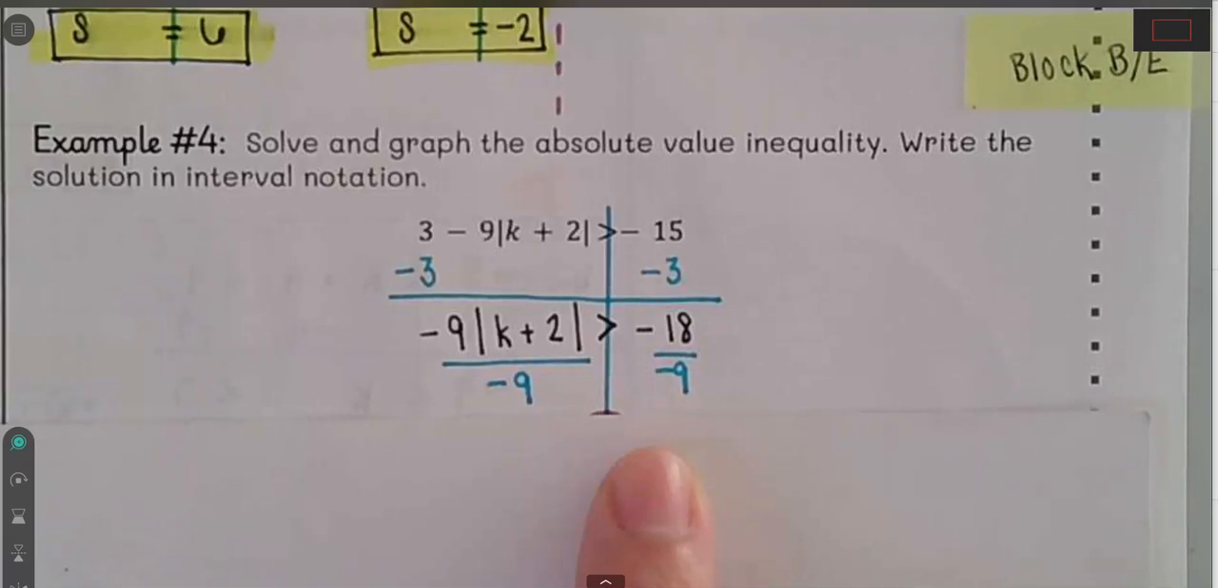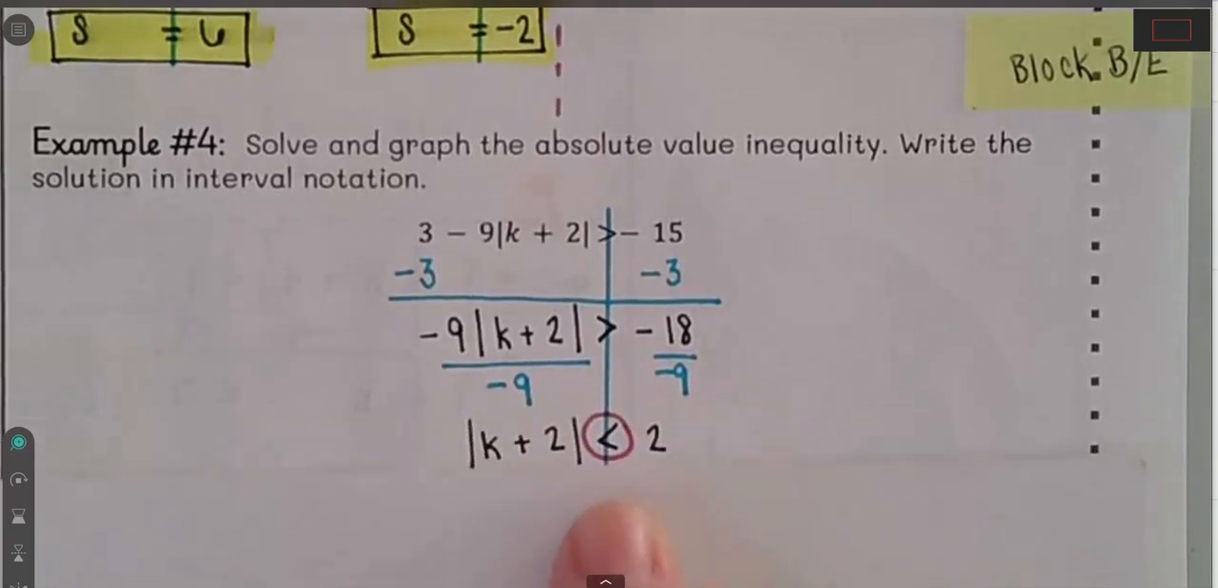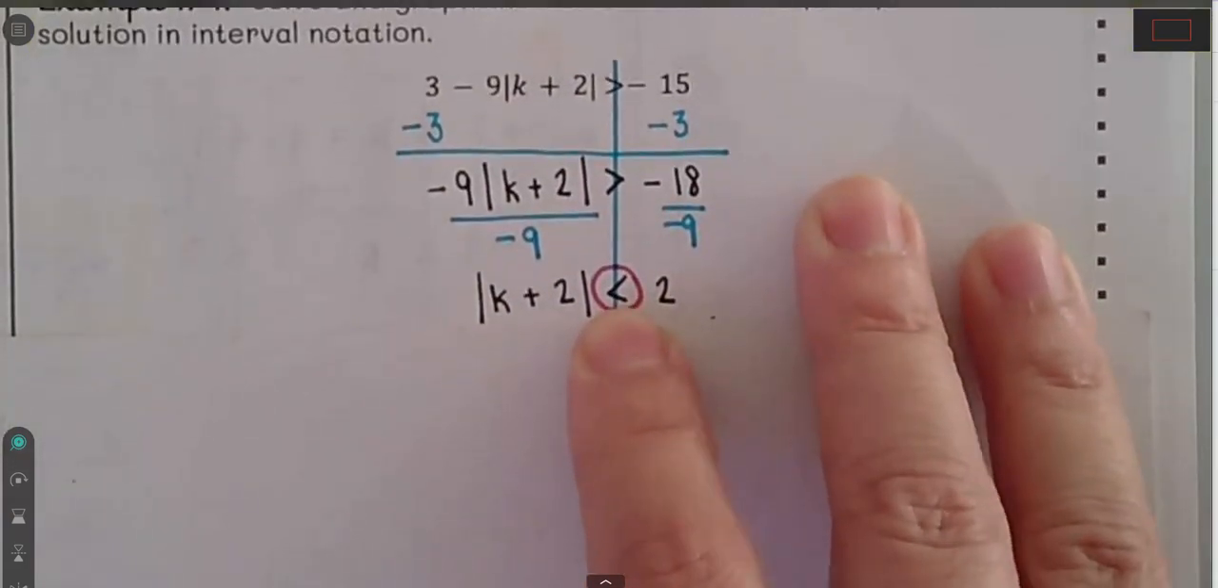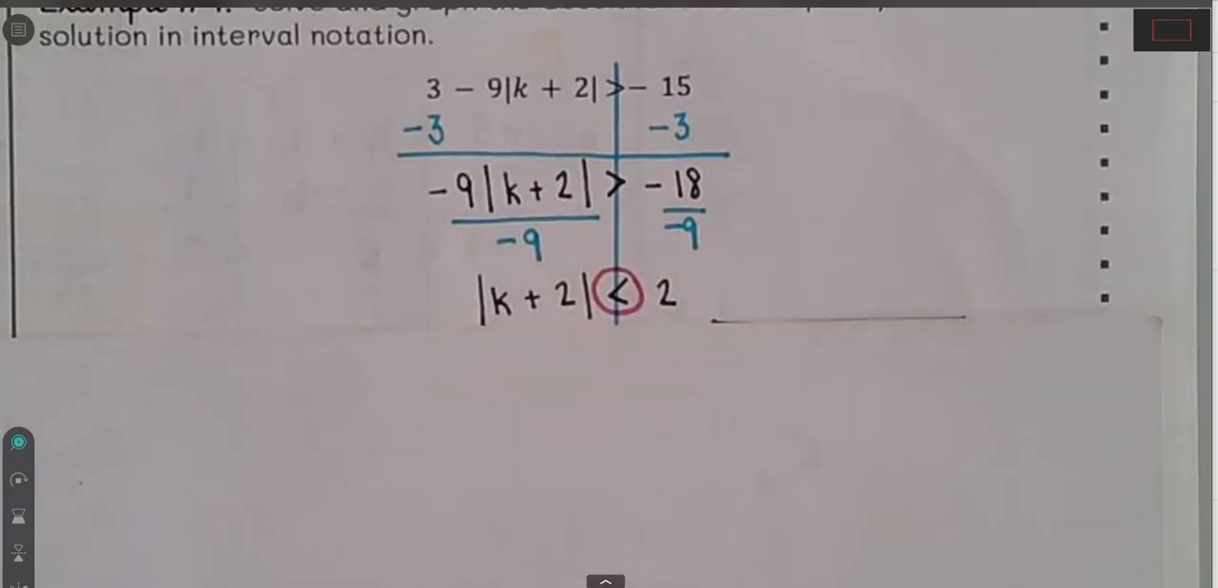Remind me, what happens when you multiply or divide an inequality symbol by a negative number? Just shout it out. The symbol switches around. So when I divide by this negative 9, my inequality symbol changes. And now I have |k + 2| is less than 2.